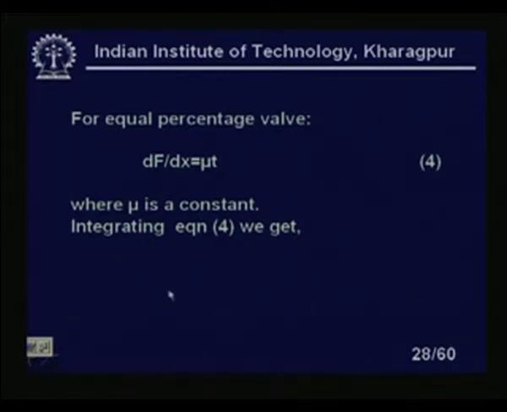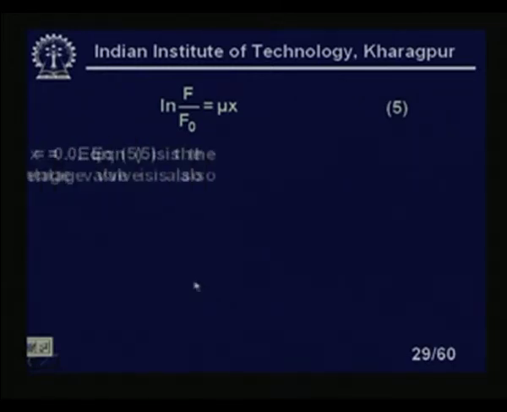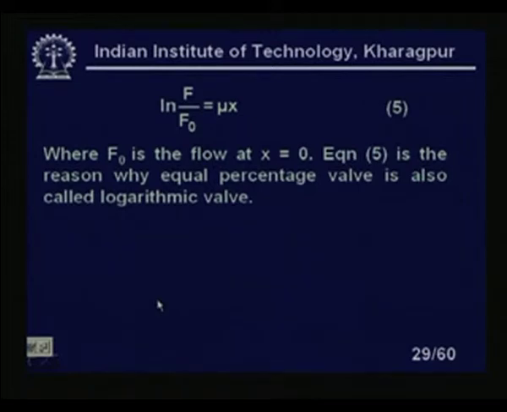Integrating equation 4, we get df by f, varying from f naught to f, equals mu into dx, from 0 to x. Taking the natural log, after integration it will be ln of f by f naught equal to mu into x, where f naught is the flow at x equal to 0.